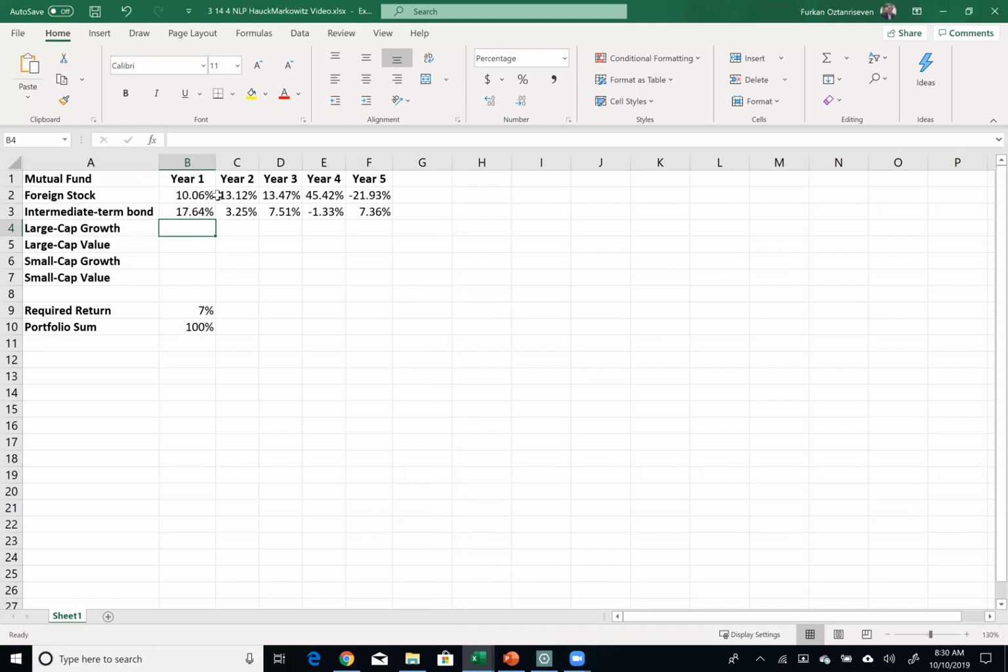Okay, so now let's go to large cap growth, and I expect growth here, right? Good returns. 32.41, 18.71, 33.28, 41.46, and negative 23.26. All right, large cap value probably will have less fluctuation, possibly a little bit less return, not necessarily though.